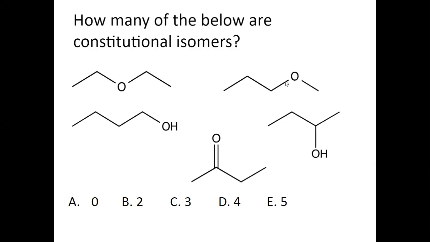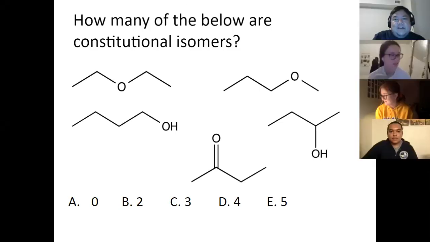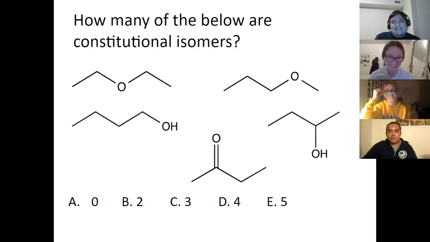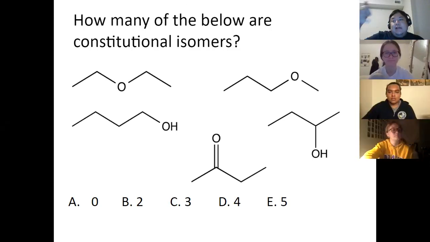So what is a constitutional isomer? Can anyone give me a definition of a constitutional isomer? Mags. Is it like different connectivity? Like it's the same, but a different connectivity. You're missing two words: same blank, different connectivities. Same compound? Same molecular formula. Okay. So you have to have the same number of carbons and hydrogens and whatever else, but they're just connected in a different way.